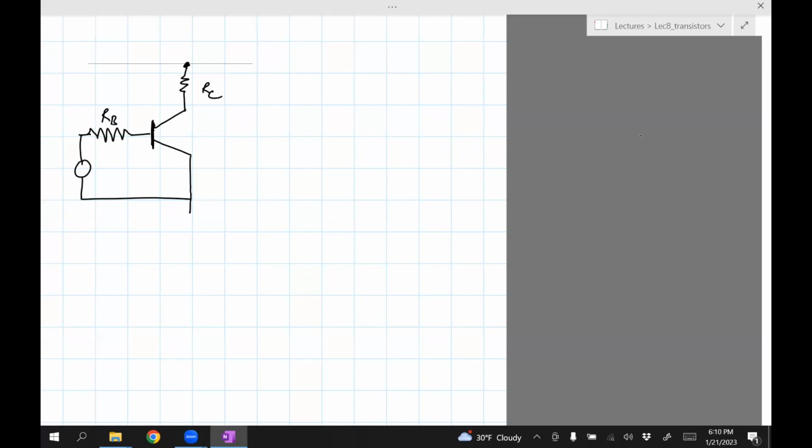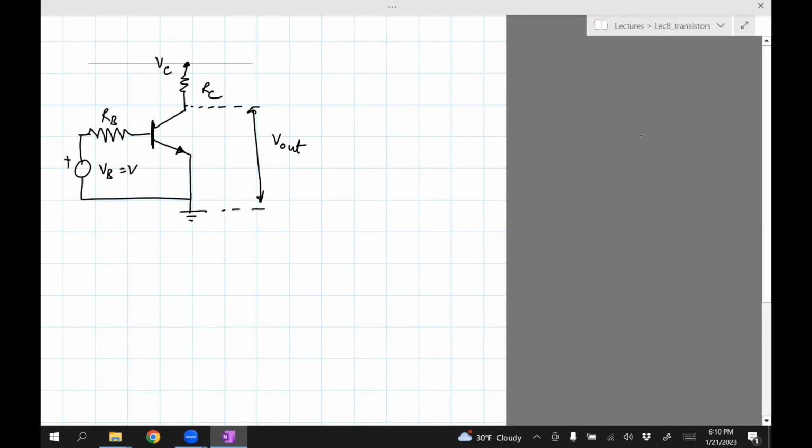Let's call this RB. This is clearly VC, so it's connected to the collector. Let's call this voltage VP. This is showing that it's an NPN transistor. And let's say that we want to measure the voltage, but this is the ground, and we want to measure the voltage between this point and the ground. So V0 or V out.